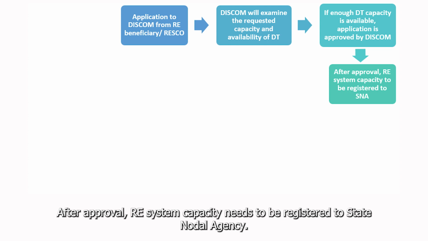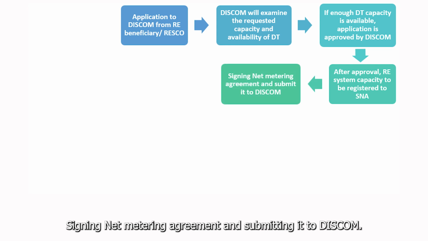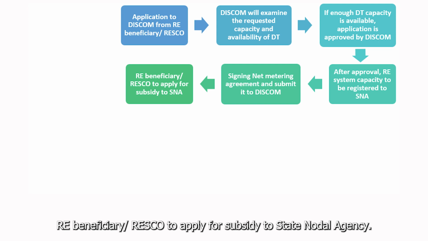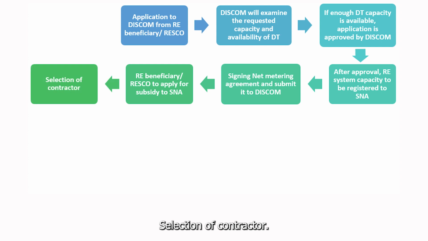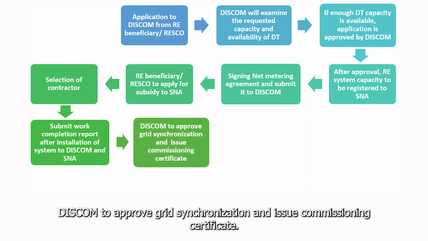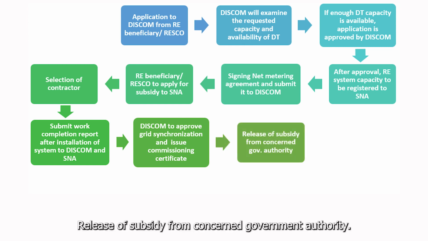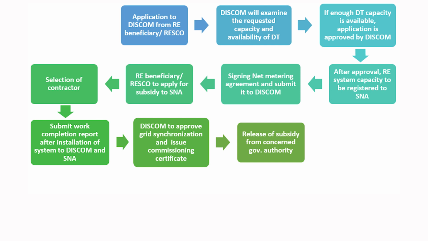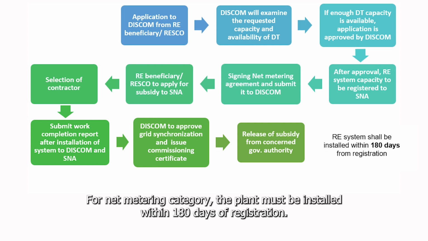After approval, the renewable energy system capacity needs to be registered with the state nodal agency, signing a net metering agreement and submitting it to the DISCOM. The RE beneficiary or RESCO applies for subsidy to the state nodal agency. Then comes the selection of the contractor, and submission of the work completion report to the DISCOM and state nodal agency. The DISCOM approves grid synchronization and issues the commissioning certificate, followed by release of subsidy from the concerned government authority. For the net metering category, the plant must be installed within 180 days of registration.